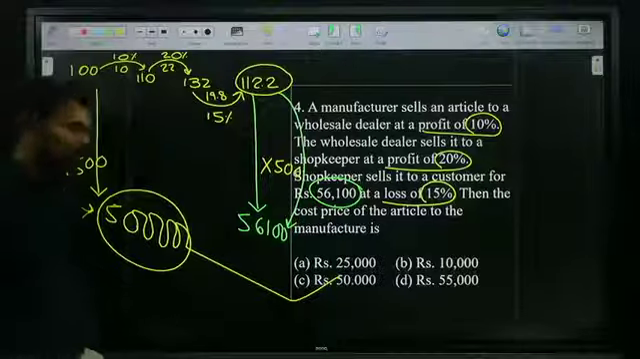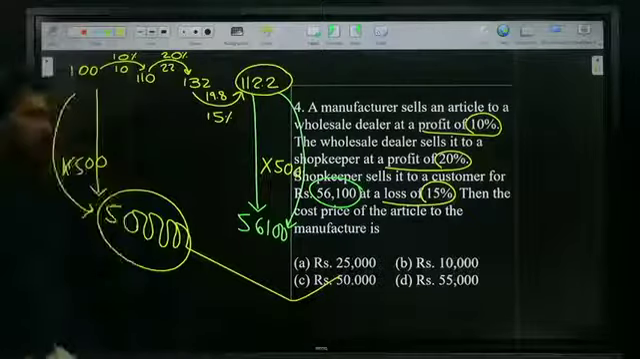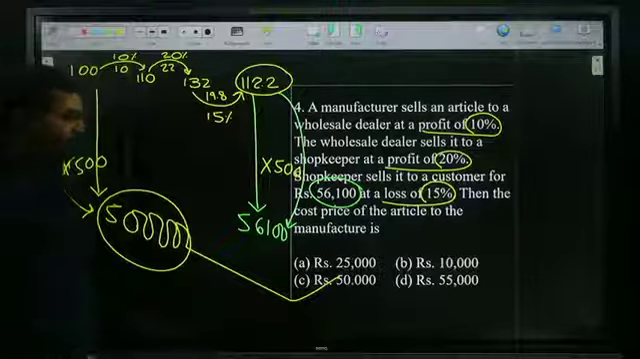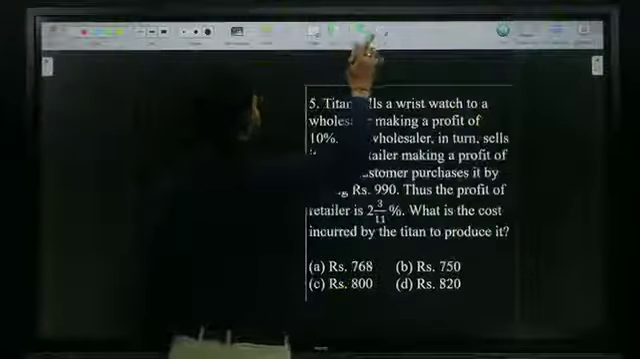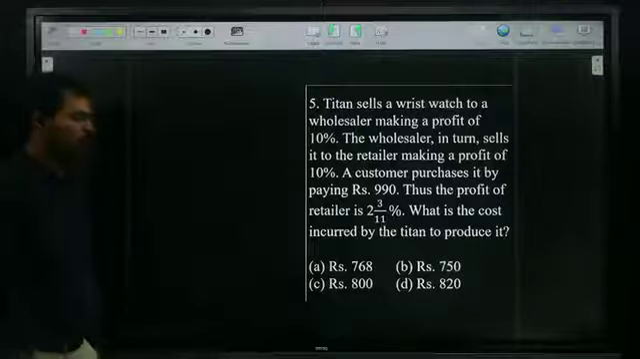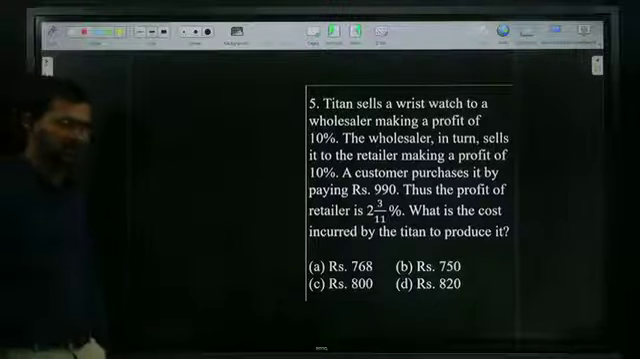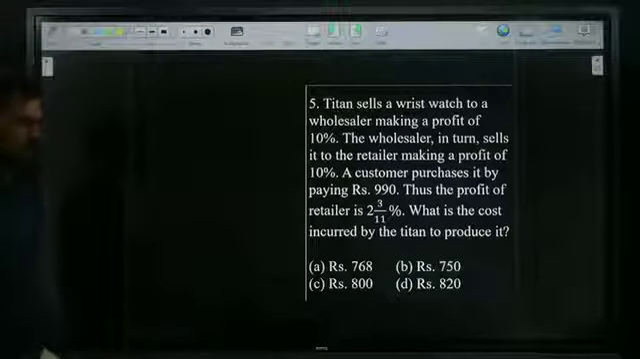So your option is what? Option number C is the right answer. So all of you okay? Just try to solve the next question. Try to solve yourself in the similar approach. The fifth question is also a similar approach. Just try to solve yourself.